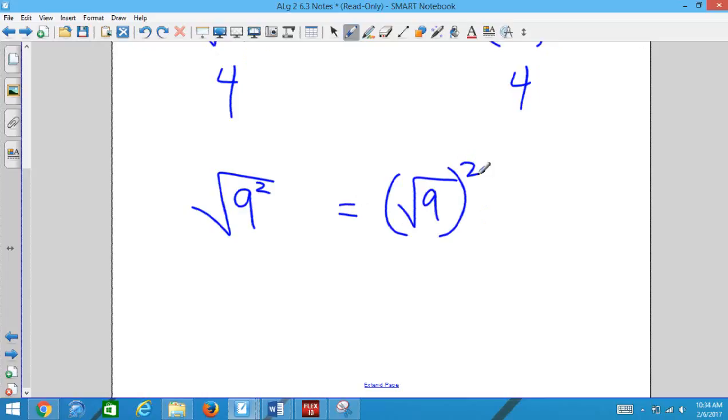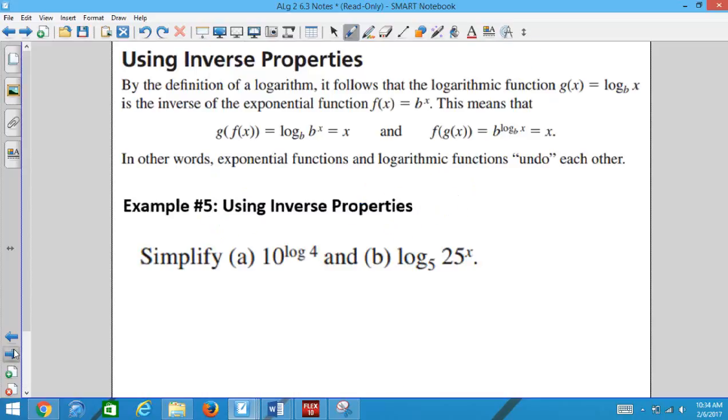And what happens to the square root and the square? They don't just go away. They cancel each other out because they're inverse operations. So with logs, there are inverse operations. The log itself, log base b, is an inverse operation of base b.